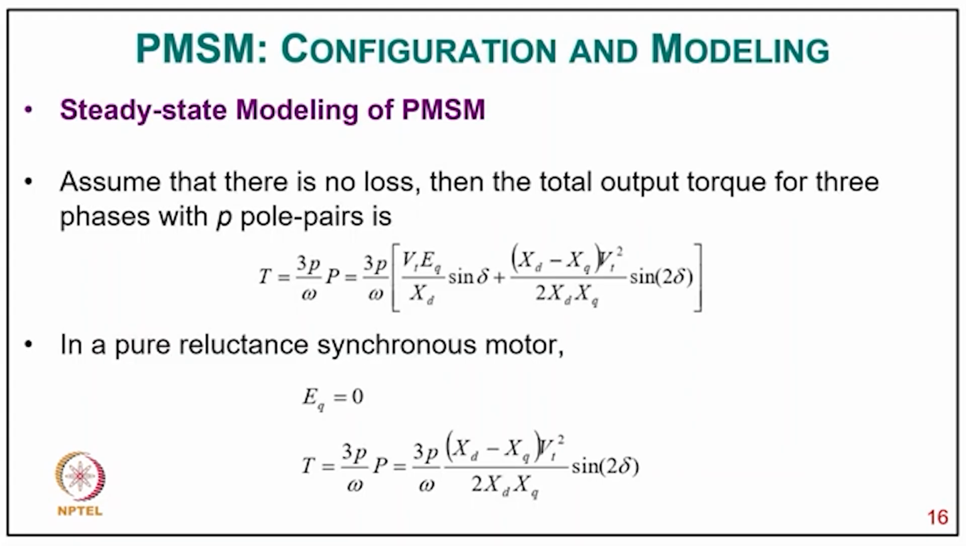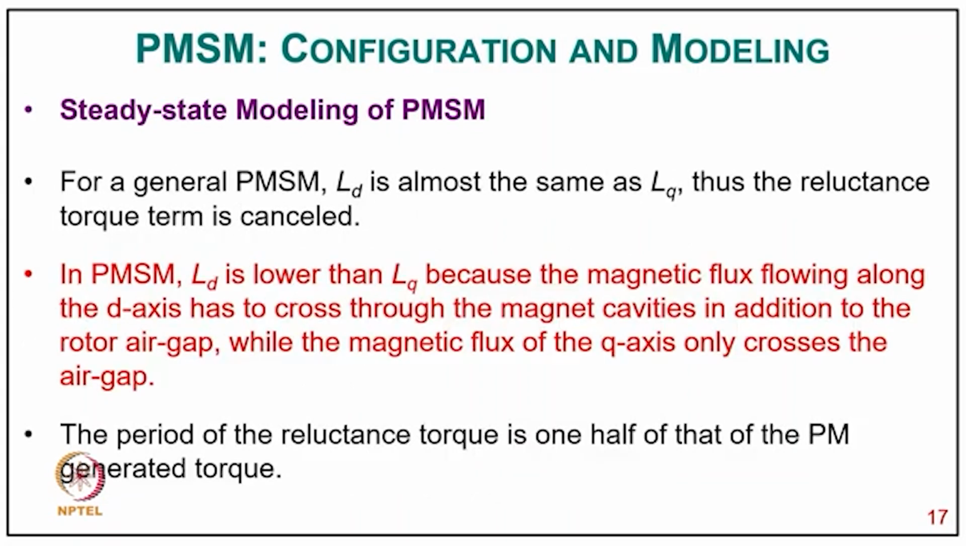So in a pure reluctance motor, reluctance synchronous motor, EQ equals 0, so T is equal to 3P upon omega into P, so that becomes 3P upon omega (XD minus XQ) VT square upon 2 XD XQ into sin 2 delta. And for a general PMSM, LD is almost the same as LQ, thus the reluctance torque is cancelled.